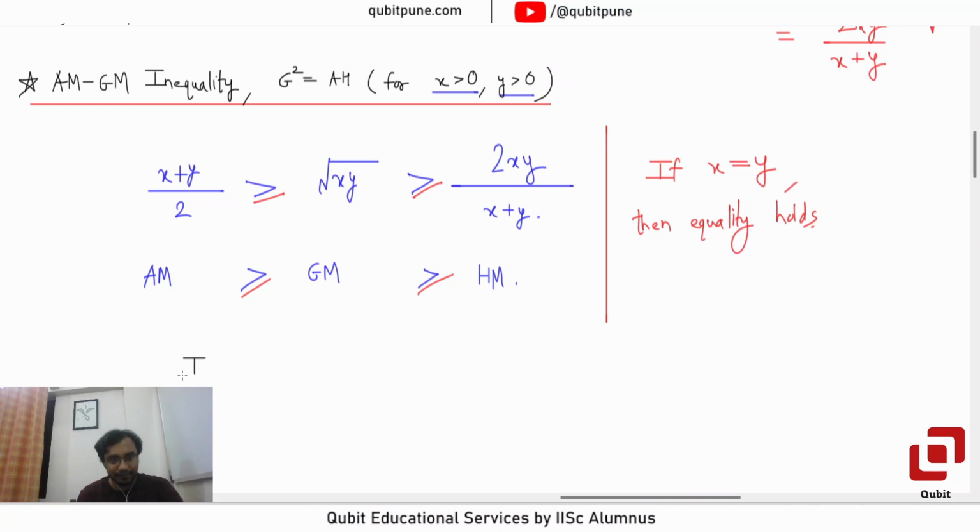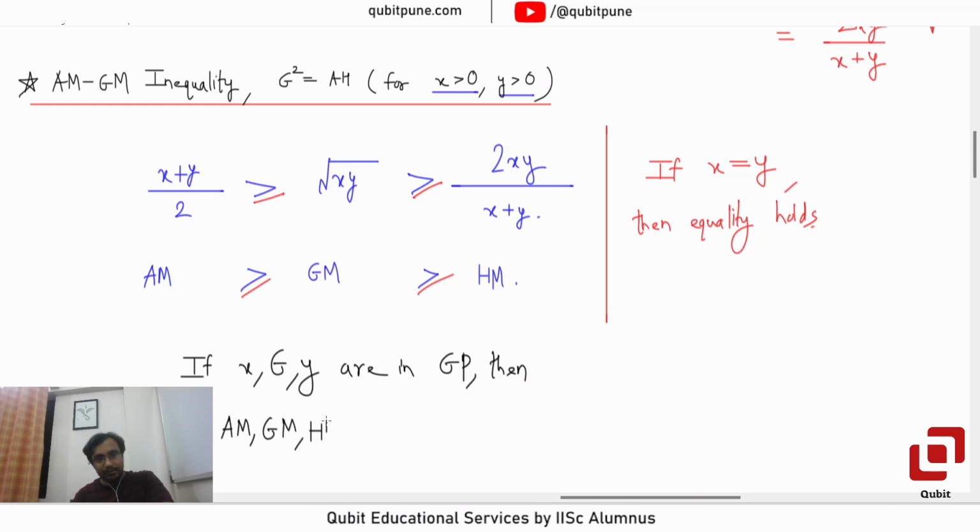Let me put it in this way. If x, G, y are in GP, then AM, GM, HM are also in GP. Now that is interesting, we didn't expect that. We can prove it also, but let's check it for some numbers.